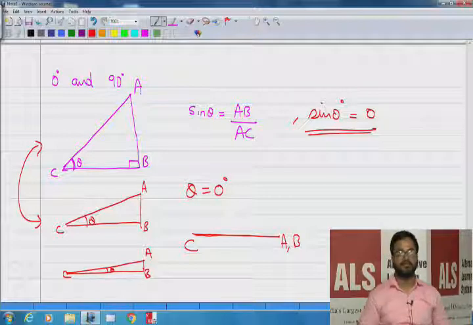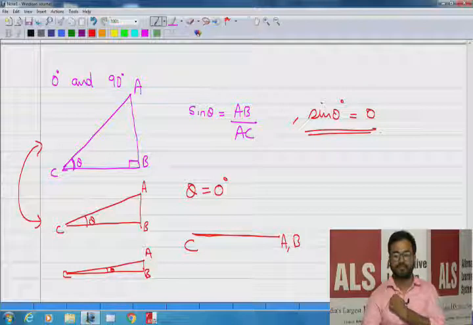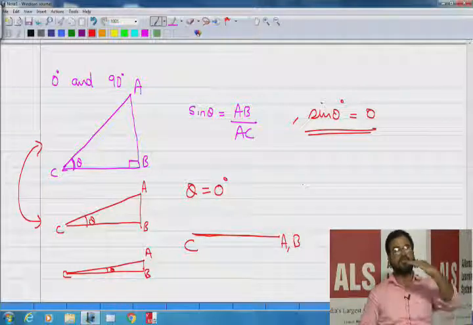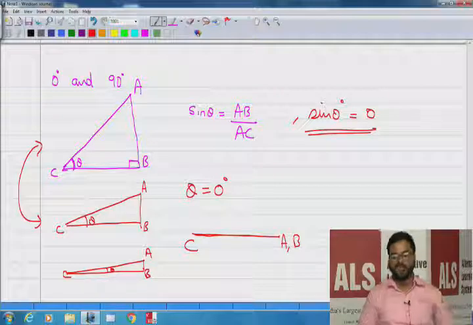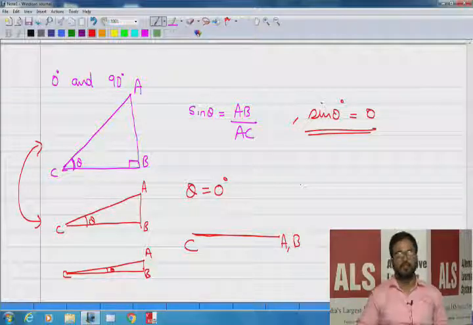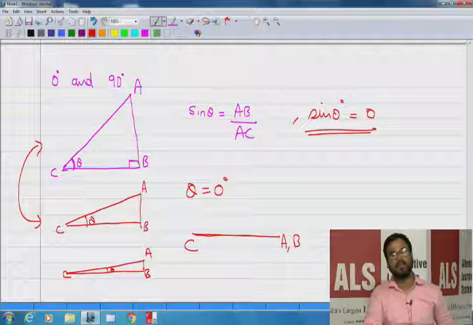Are you getting it? This method, are you getting it? When theta is going to decrease and decrease, the point A and B will coincide. So the length of AB will be 0. If AB is 0, then sine of 0 degree will be 0.